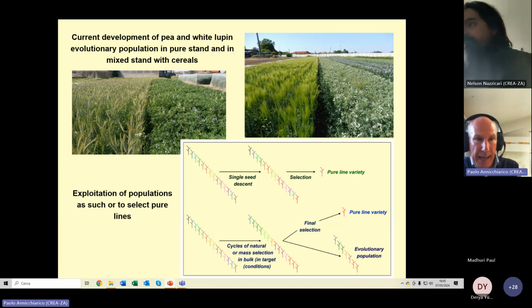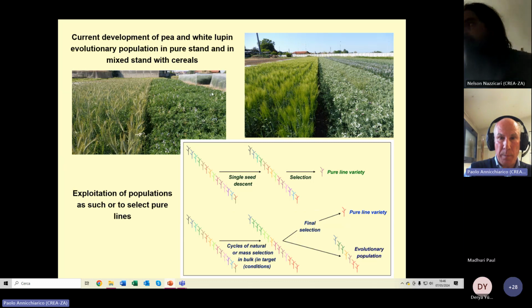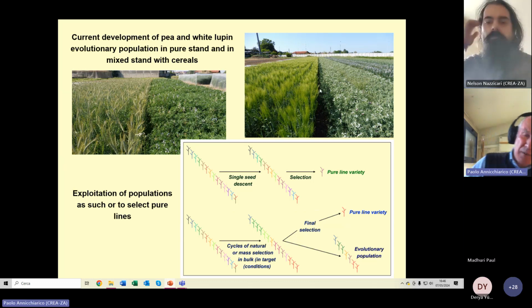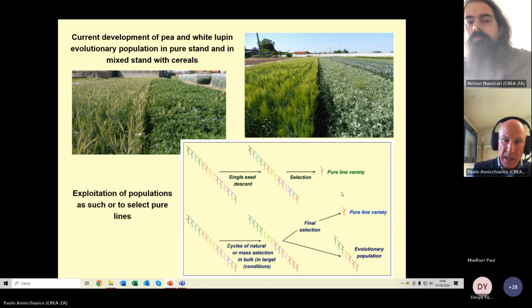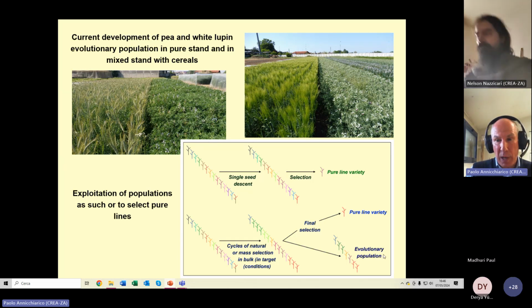And then regarding the evolutionary populations, here in Lodi we are developing a population of white clover in mixed stand and in intercropping with cereals. I would like to clarify that we could use these populations either to select a pure line variety, so that we have an evolution under mixed stand across different generations, instead of the typical single seed descent based selection, or we could even use the evolutionary population as a real population in cropping. So we are keeping both scenarios open in our work.